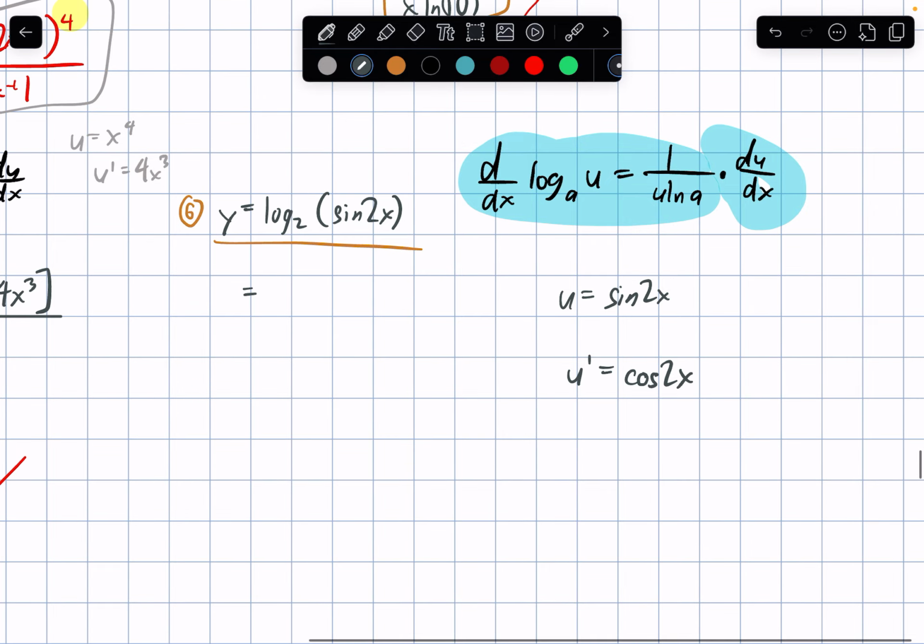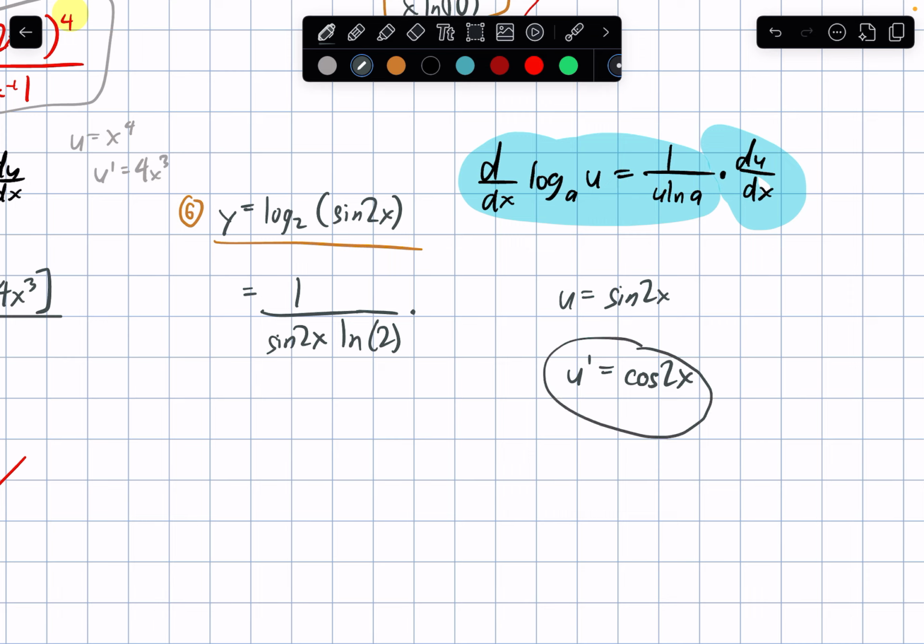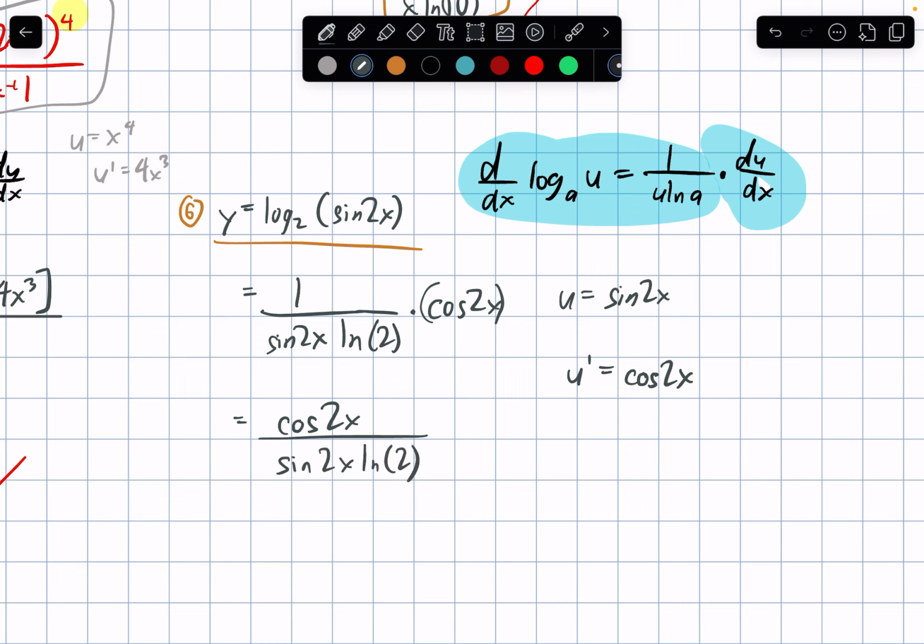Okay, so now we use this formula. So 1 over u, which is sine 2x, ln, and then a, what is our a? 2, this one. And then times du over dx, the derivative of u, which is this. So we just write it here, cos 2x. Okay, cos 2x over sine 2x ln 2. This is the final answer. Let's hope that it's correct. Number 6.